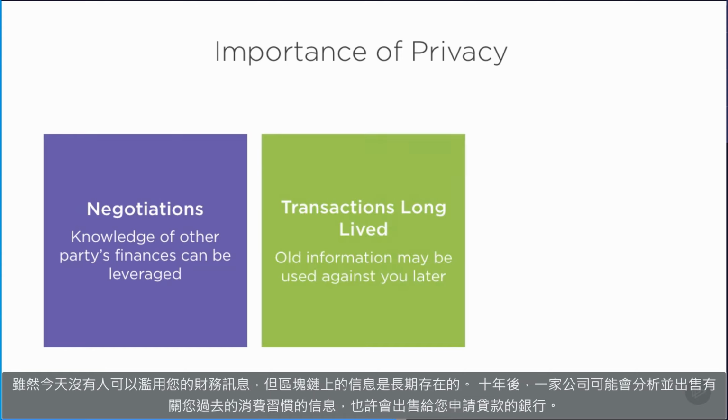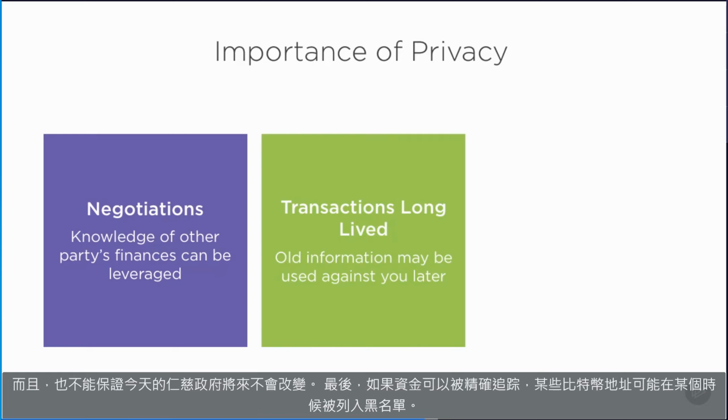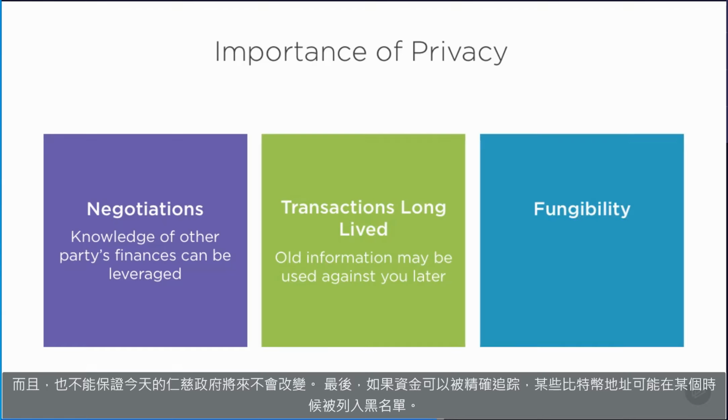While no one may abuse your financial information today, information on the blockchain is long-lived. 10 years from now, a company might analyze and sell information about your long-past spending habits, possibly to a bank where you've applied for a loan. Also, there's no guarantee that a benevolent government today won't change in the future. Finally, if funds can be precisely tracked, certain Bitcoin addresses may at some point be blacklisted.